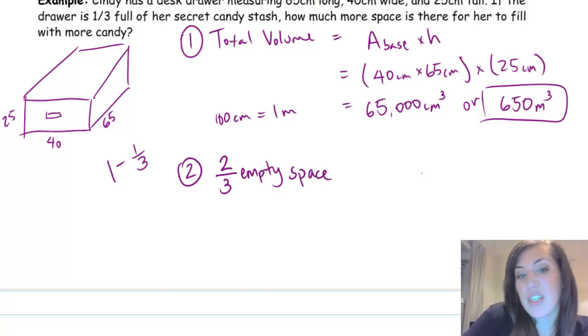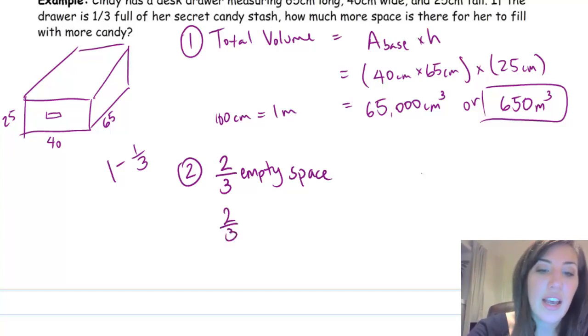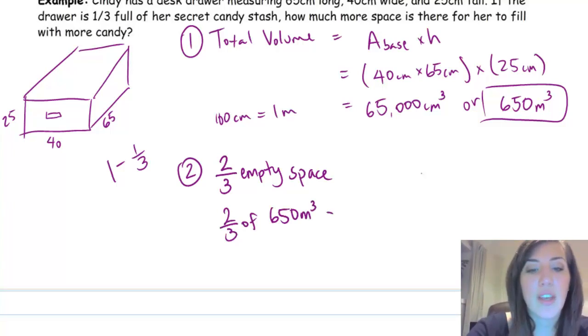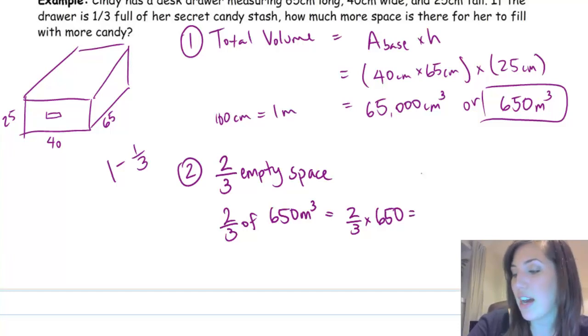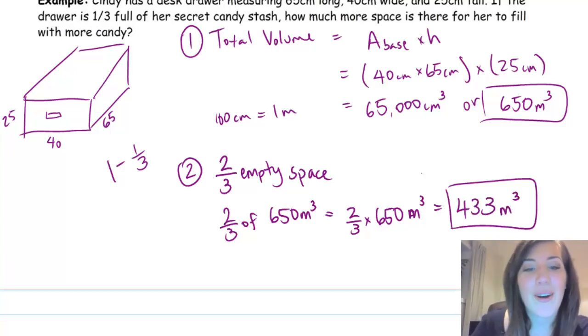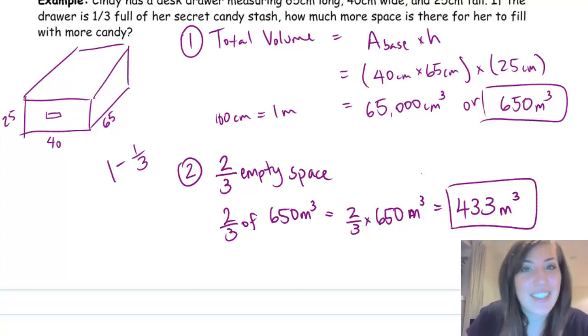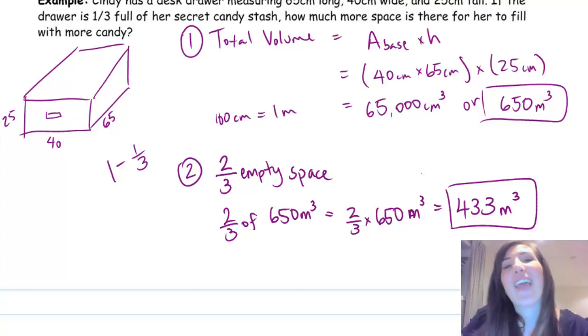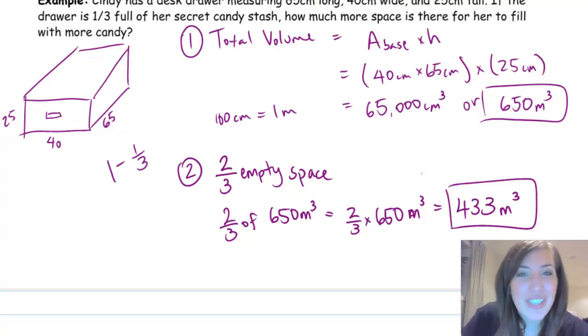So we could figure out what 2/3 is. Well, 2/3 of 650 meters cubed is the same as saying 2/3 times 650, and that would give us an answer of 433 meters cubed. All right, there is the answer. So she still has 433 meters cubed, that's the volume she has to still fill her drawer up with more candy. All right, I hope you have lots of questions that you can come to class with tomorrow as we dive into this a little bit more.